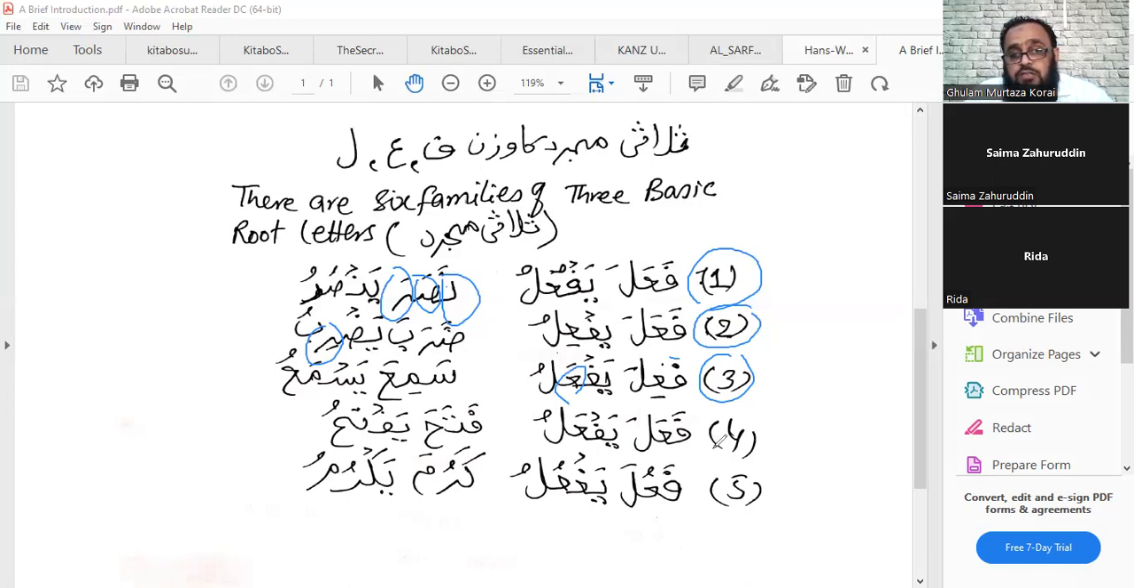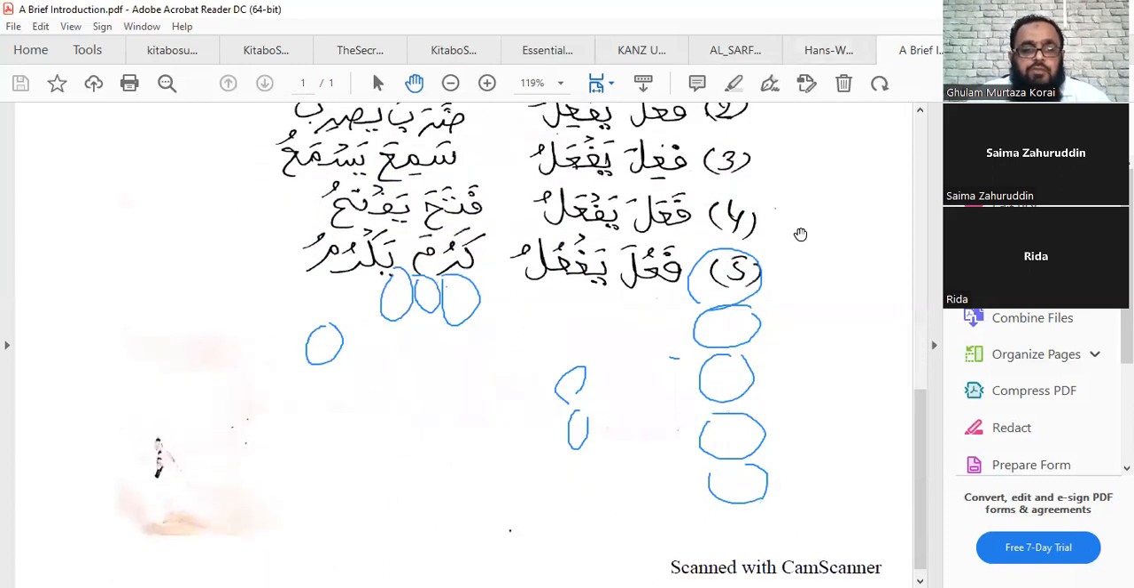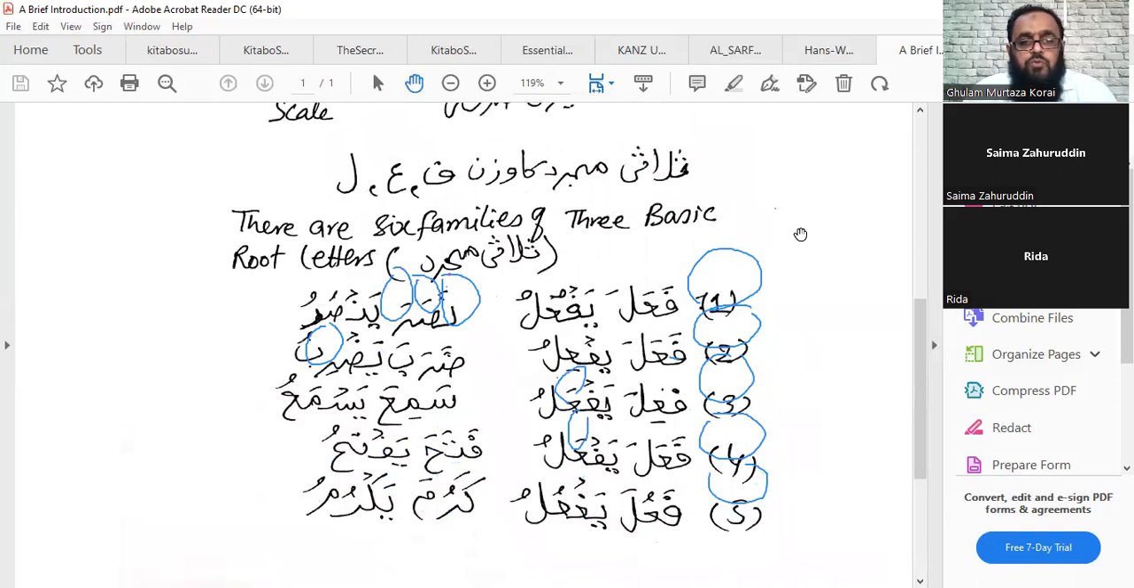These are six awzan. This is what the six families are. And the fourth family, amazingly, has ayn maftuh in the mazi, and ayn is also maftuh in the muzari: fa'ala yaf'alu, like fataha yaftahu. And in the fifth family, have I missed one? Sorry. Yes, I have missed one. I'm going to show you that as well.